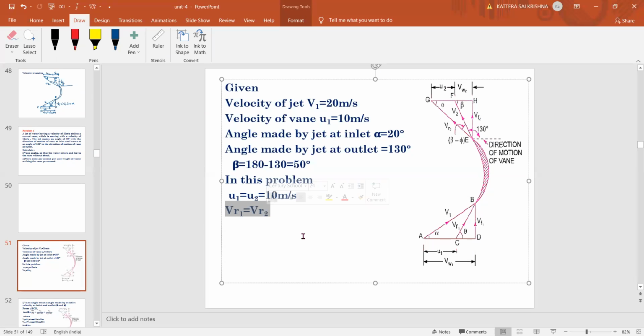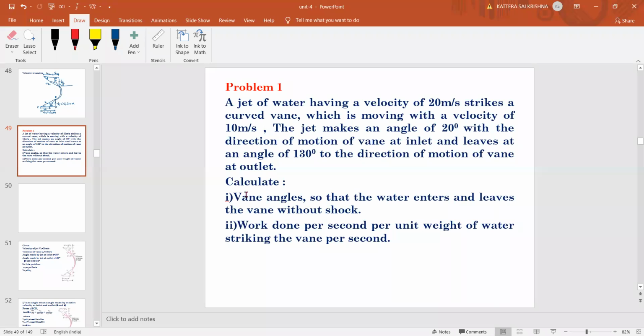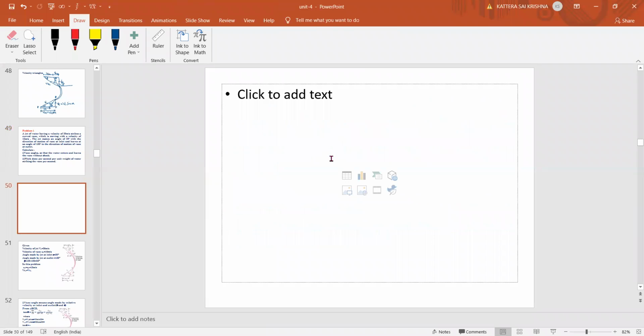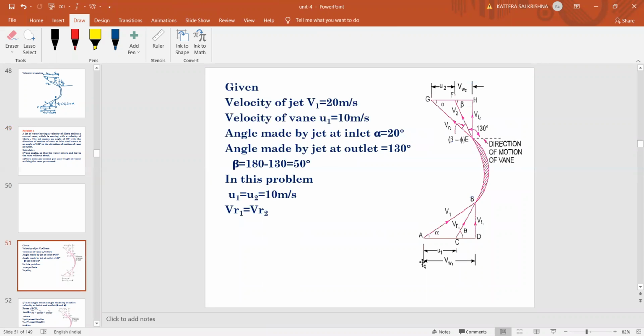Right. So after writing the given data, what is it asking to find first? It is asking to find the vane angles. For finding the vane angles, from the triangles we need to find the unknown angles. The only things we know are the V1 value and the U1 value. So two lengths we know, and we don't know any angle except alpha. So the other angles we need to find by using the sine rule.